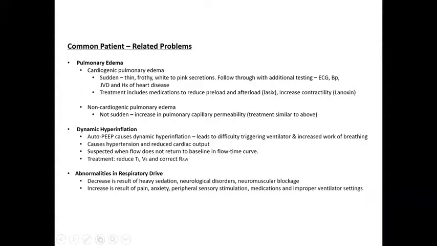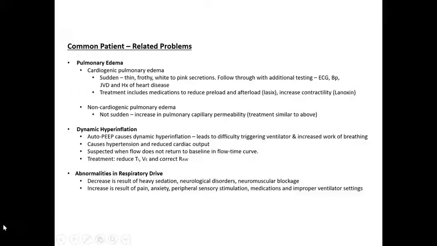Now, patient-related problems which lead to this kind of desaturation: pulmonary edema, acute development of pulmonary edema. It can be cardiogenic, it can be non-cardiogenic. There may be dynamic hyperinflation, like a huge amount of auto-PEEP has been developed, leading to a drop in blood pressure and drop in saturation. There may be a development of pneumothorax, and the treatment of dynamic hyperinflation is to disconnect the tube, release the auto-PEEP, reduce the tidal volume and make the I:E ratio optimum to achieve a good amount of carbon dioxide washout.